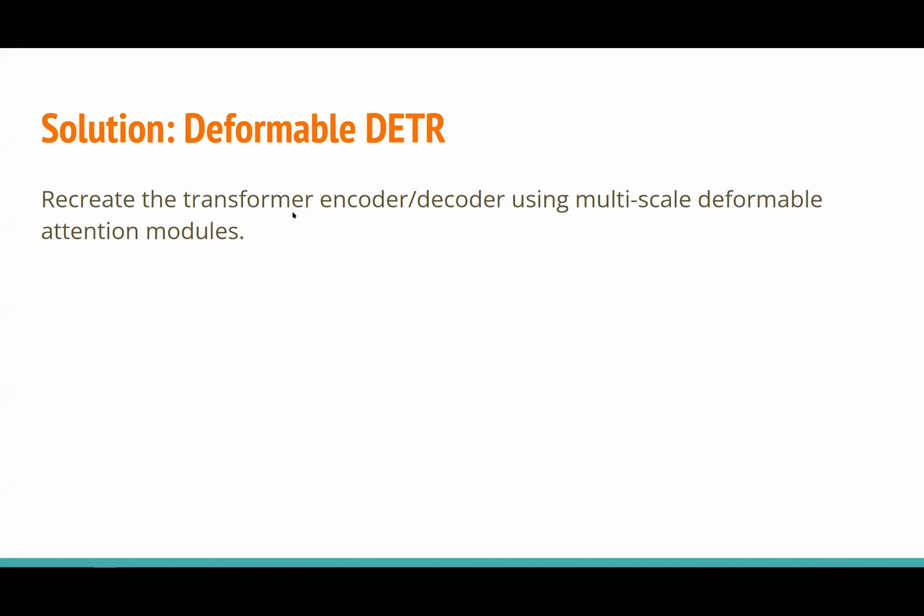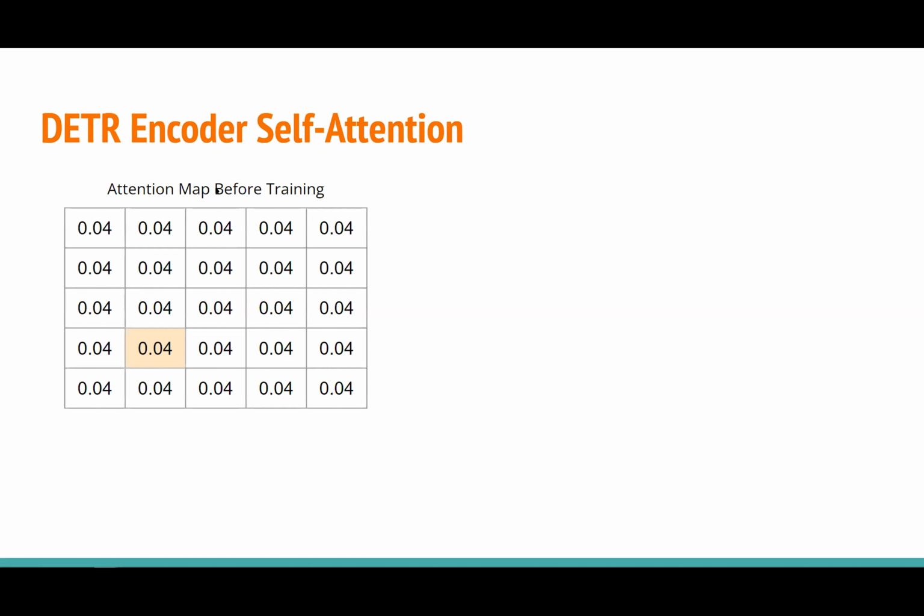So the DETRs have been shown to require many more training epochs to converge when compared to other state-of-the-art object detectors. This can be attributed to how difficult the attention modules are to train. Taking a look at the self-attention encoder in the original DETR, let this grid represent some feature map that was extracted by a CNN backbone, and the values inside each represent the weight that this particular query in orange has put onto that location. At initialization, the attention weights of the entire feature map will be the same value.